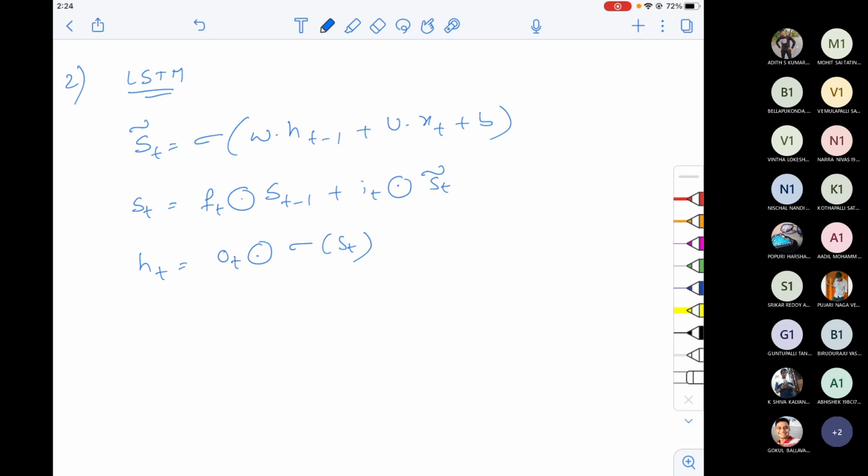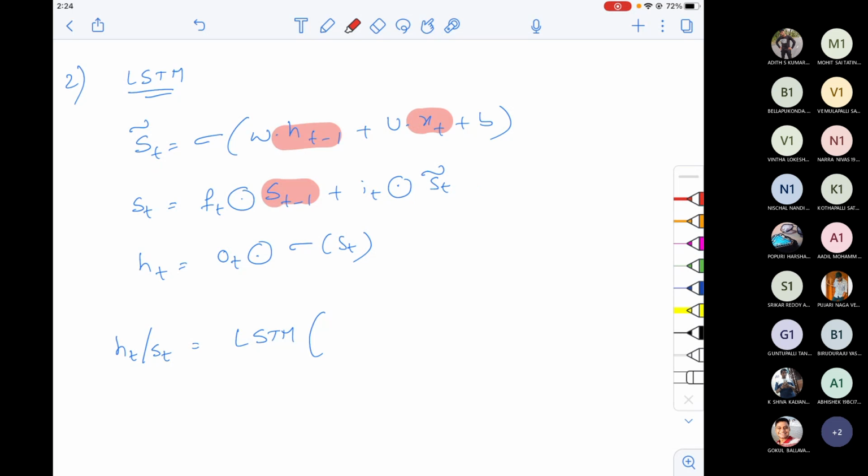So what I do is, if you observe clearly, I'll write either HT or ST, and denote both of them as LSTM of. What are the inputs for this? The inputs are HT minus 1, ST minus 1, and XT. I'm not writing ST tilde, because ST tilde also has inputs HT minus 1 and XT. So I don't want to write ST tilde again.